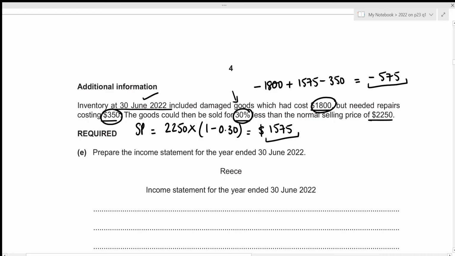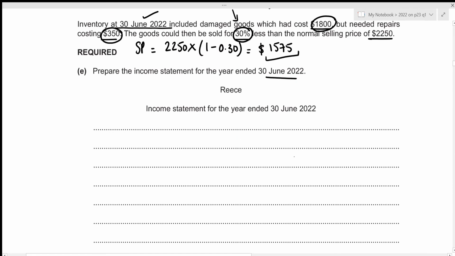Okay. We now need to prepare the income statement for the year ended 30 June 2022. Let's do that. So according to the format of income statement, we always need to start with our revenue. So let's figure out our total revenue.